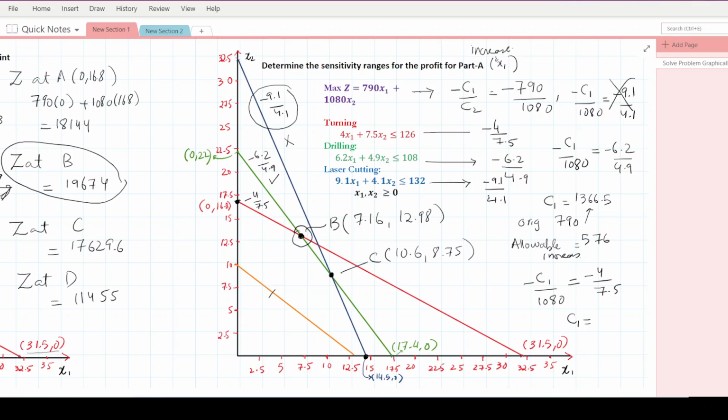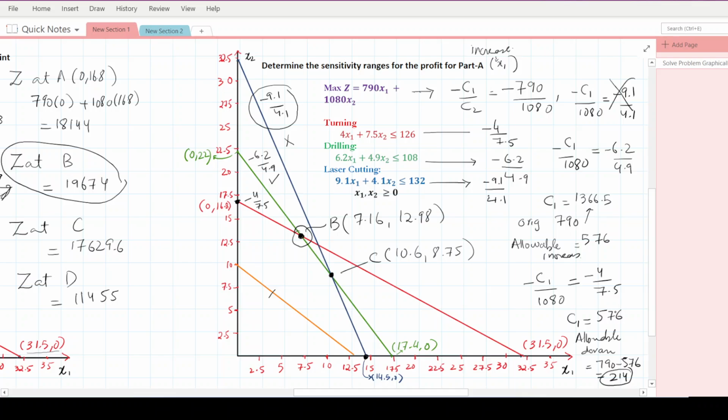I think C1 will be equal to 576. And similarly, you can also calculate the allowable decrease here, and the decrease is basically the original value, that was 790 minus 576, and this will be equal to somewhere around 214.